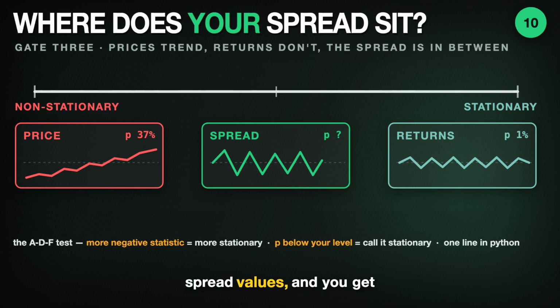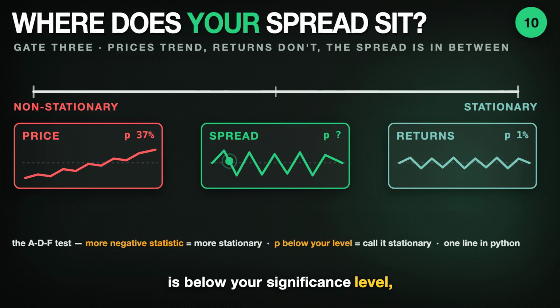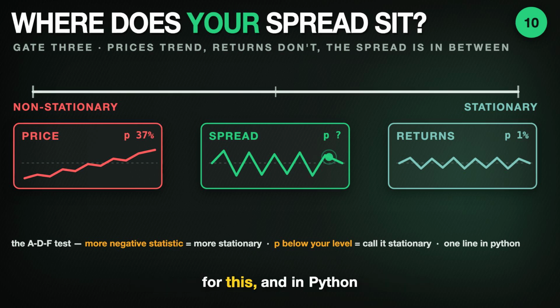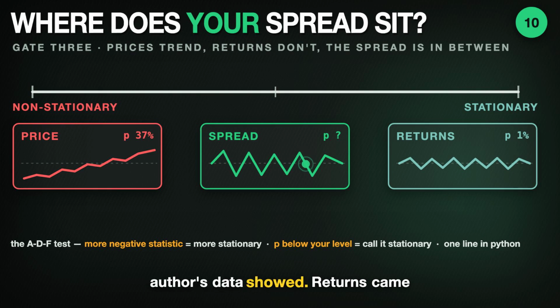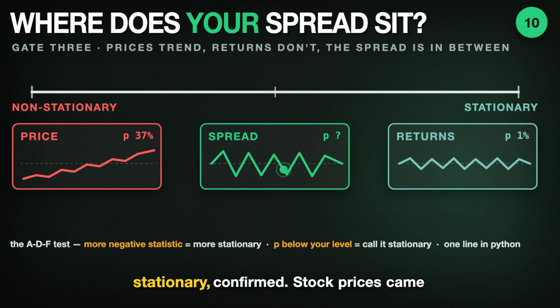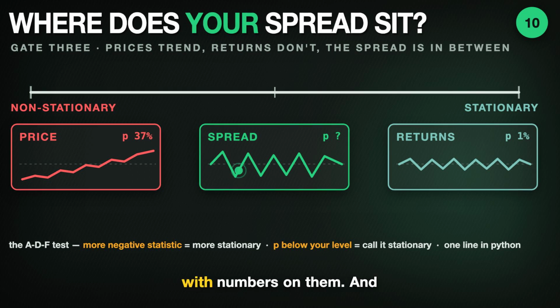You feed in your spread values and you get two things back. The test statistic: the more negative it is, the more stationary. And the p-value: if it is below your significance level, you conclude the series is stationary. There are spreadsheet add-ins for this, and in Python it is a single line. Here is what the original author's data showed. Returns came back at a p-value of about 1%. Stationary, confirmed. Stock prices came back at about 37%. Not a stationary series. The two ends we pinned onto the ruler, now with numbers on them.